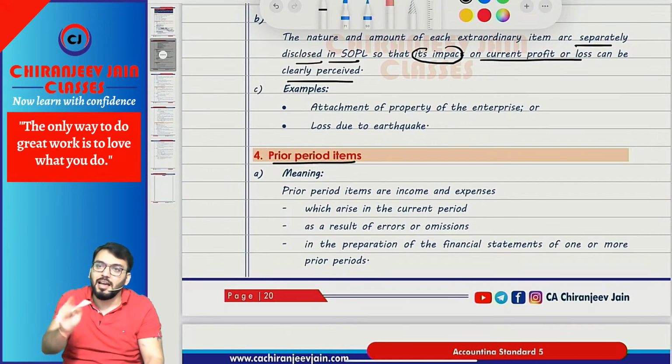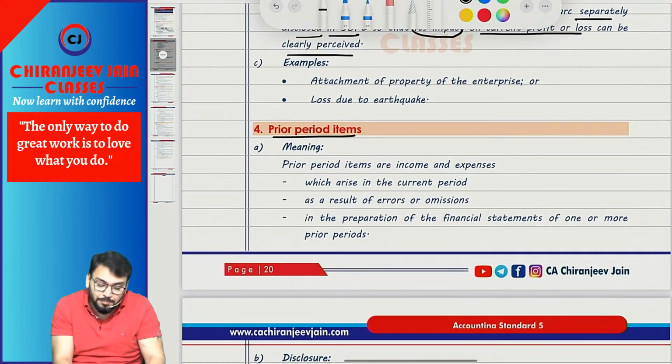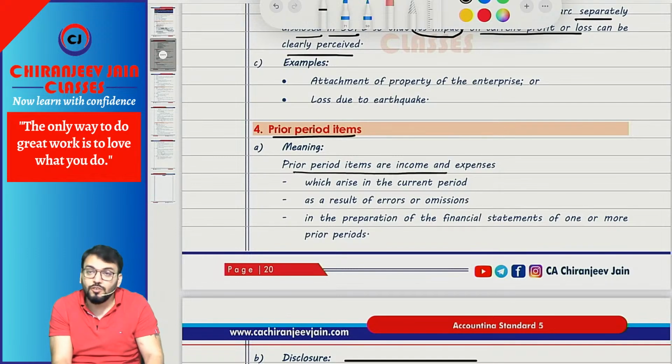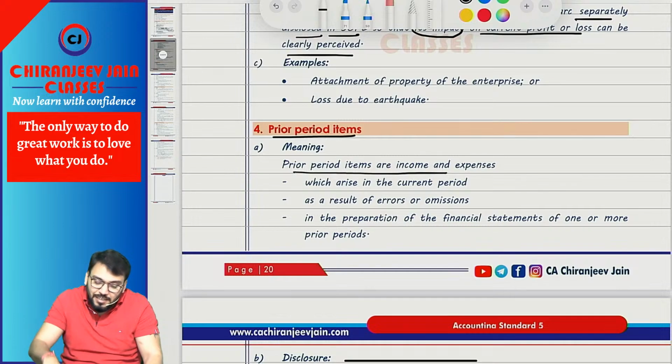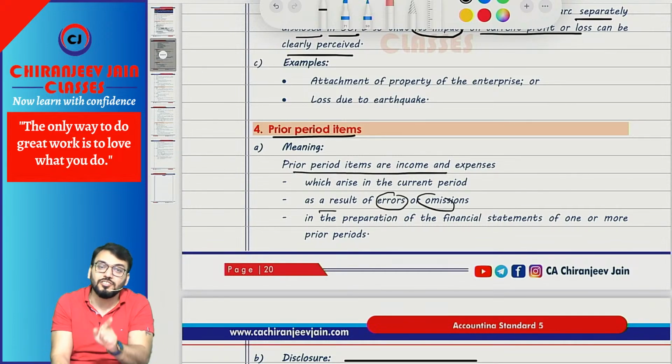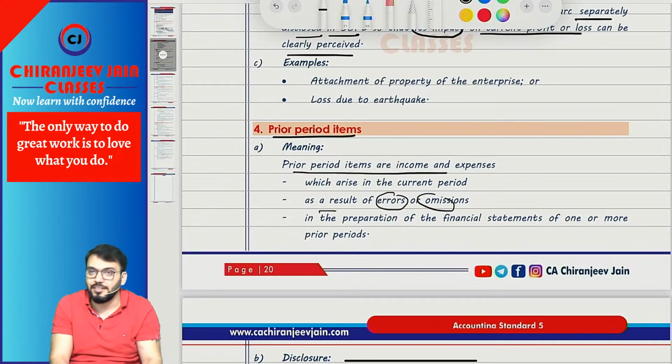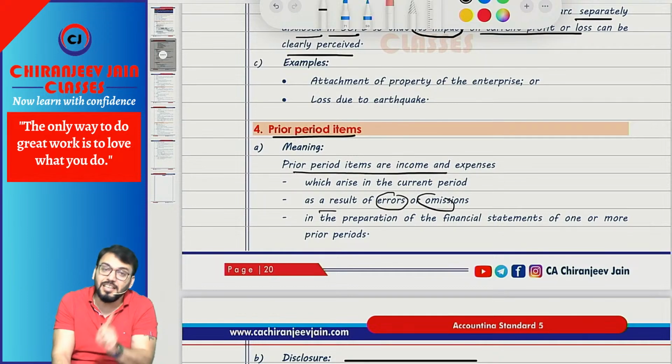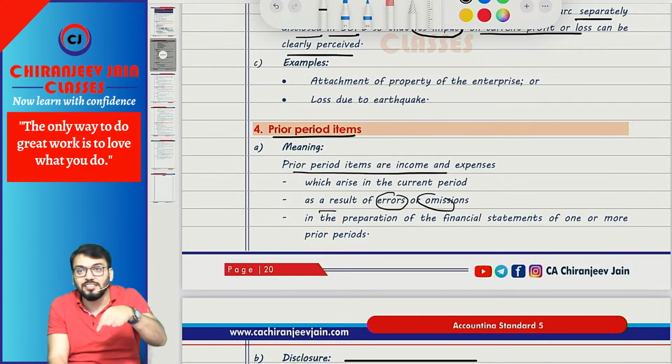Then coming to prior period items, in simple words I will say prior period items are errors. Prior period items are errors. So any income and expense which arises in the current period as a result of error or omission in the preparation of the financial statements of one or more prior years. So that was because of some error in the prior year but arises in the current year. Are you getting what I am saying?